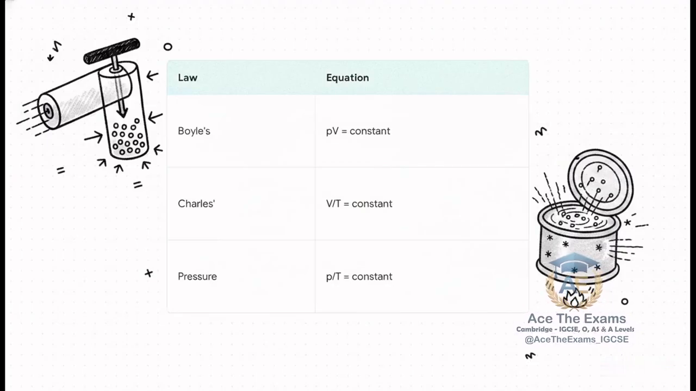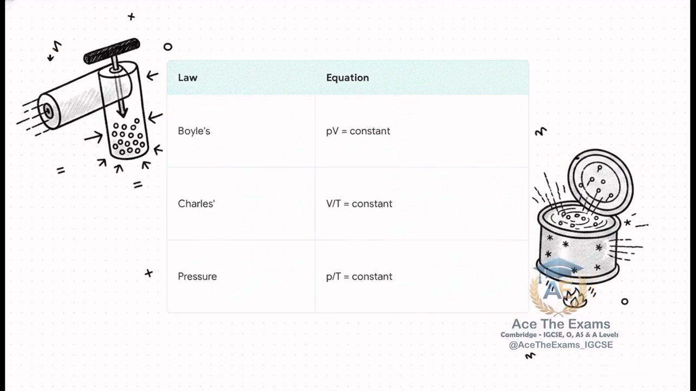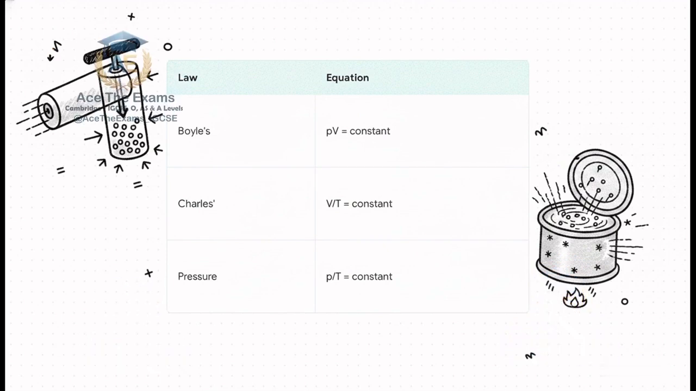Now let's look at how these moving particles behave when they're trapped in a container. This is governed by 3 fundamental gas laws. Think about pumping up a bicycle tire. When you press down on that pump, you're cutting the volume of the gas's space in half. Because those particles are now packed into half the space, they're going to hit the walls of the pump twice as often. That's Boyle's law in action. Halve the volume, double the pressure.